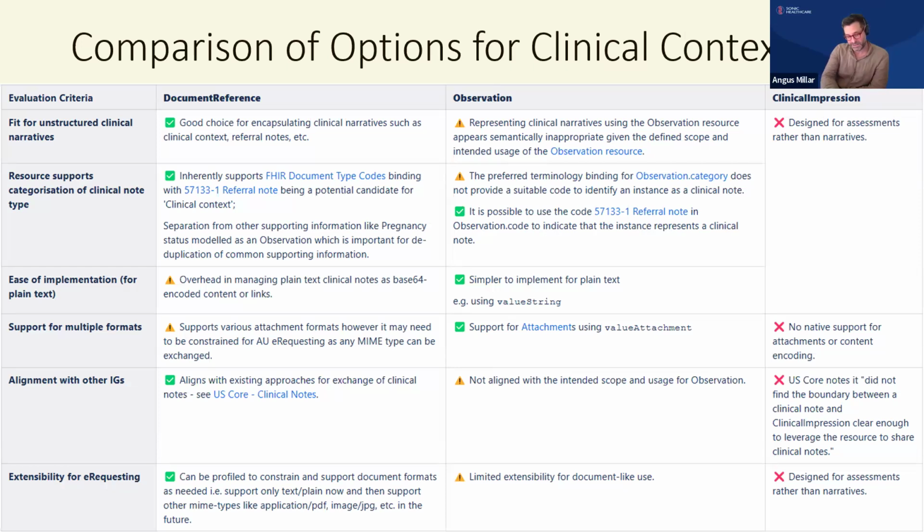On the right, they're saying limited extensibility for document-like use. So observation wouldn't be a great candidate to put a PDF in, or it's great for text, but probably not great for PDFs and JPEGs. And I won't go through the clinical impressions, but you can see they're all red, red, red, red. There's not a lot going for clinical impression. Next slide, Michael. I think that's kind of it.